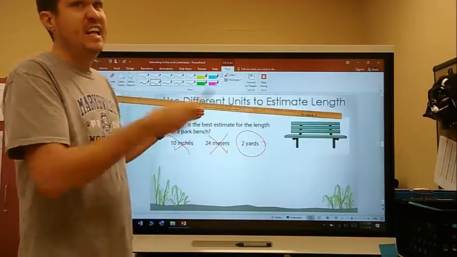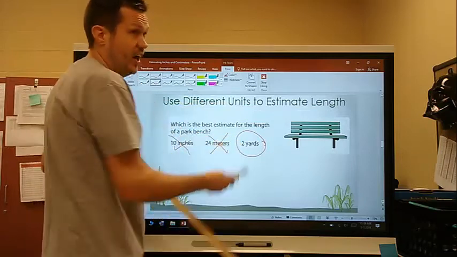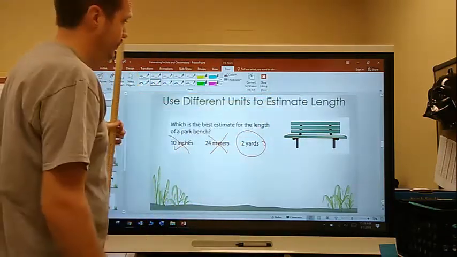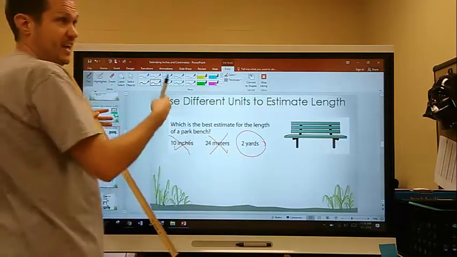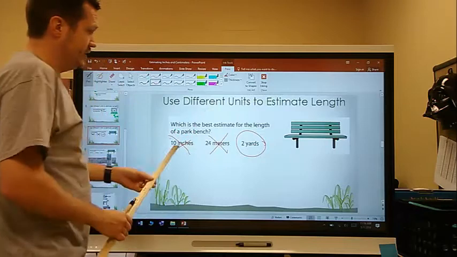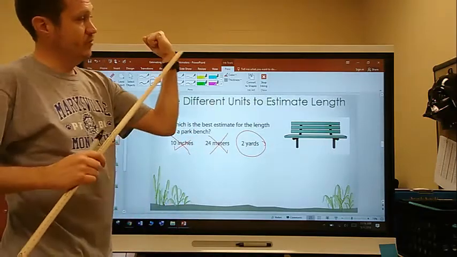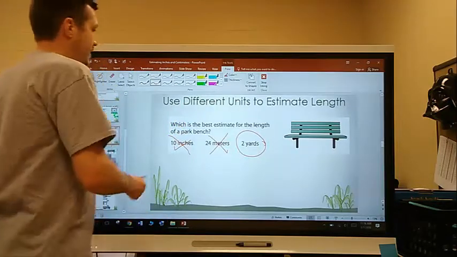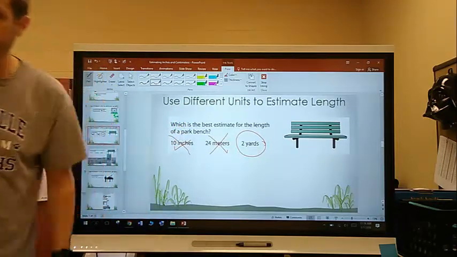My benchmark for yards is a door. So it'd be like I had 2 doors right next to each other, right? And 24 meters means that I'd have 24 doors right next to each other. That's way too big. And 10 inches is just like the distance from my wrist to my elbow. And that's way too small. People couldn't sit on that. So that's how I was able to figure that one out.